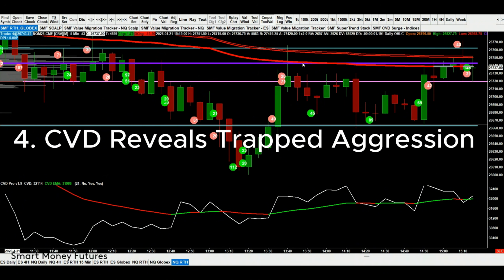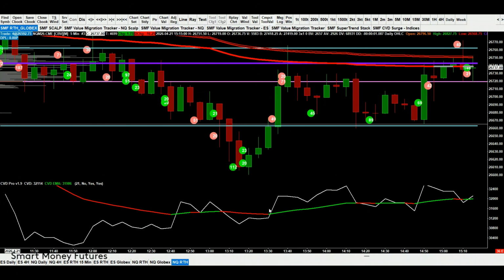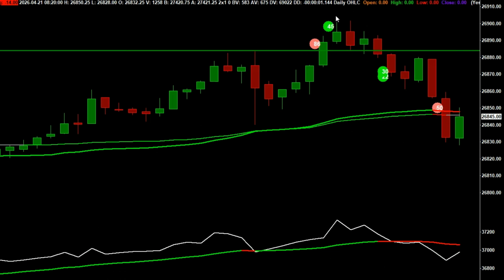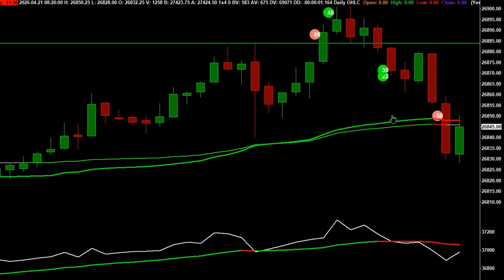Number 4, CVD reveals trapped aggression. The fourth behavior is trapped aggression. This is one of the best uses of CVD. Imagine NQ pushes into a clean prior high. CVD surges higher. Breakout traders get long, but price cannot hold above the high. It stalls. Then it drops back below the breakout level. That is trapped buying.